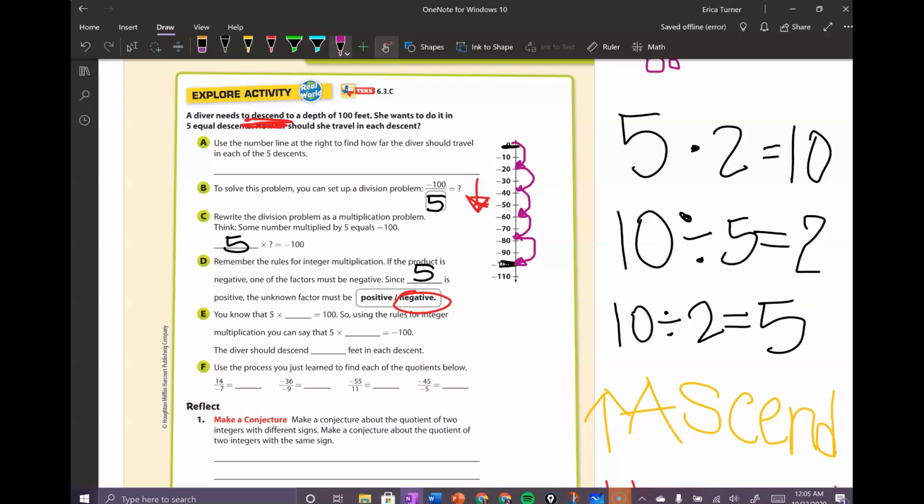Okay, so you know that 5 times 20 equals 100. So using the rules for integer multiplication, you can say that 5 times negative 20 equals negative 100, because we just said the unknown factor had to be negative. Integer multiplication and division use the same rules. The diver should descend 20 feet in each descent. Okay?